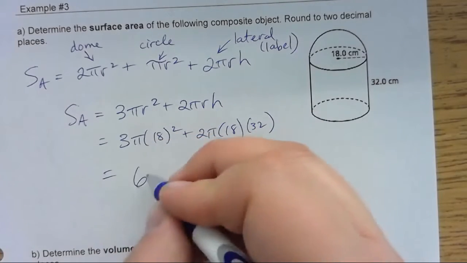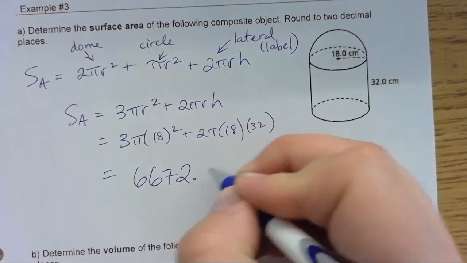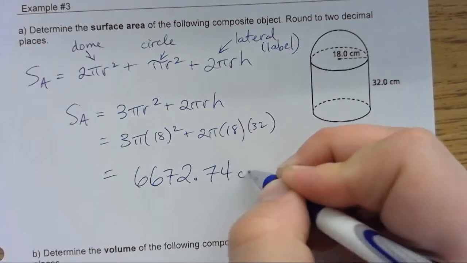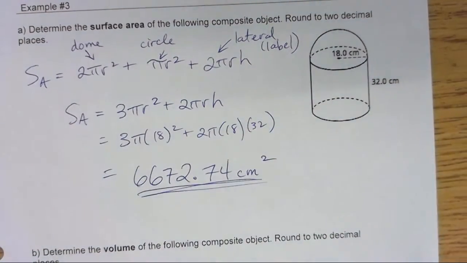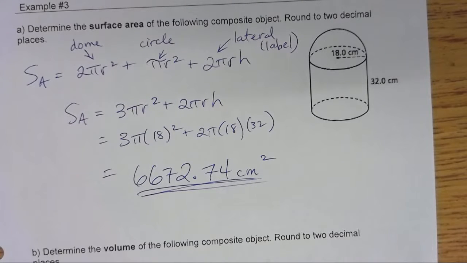This turns out to be 6,672.74 square centimeters. So there's the surface area of a cone cylinder combination. A cylindome. I made that up. There's no such word as cylindome.